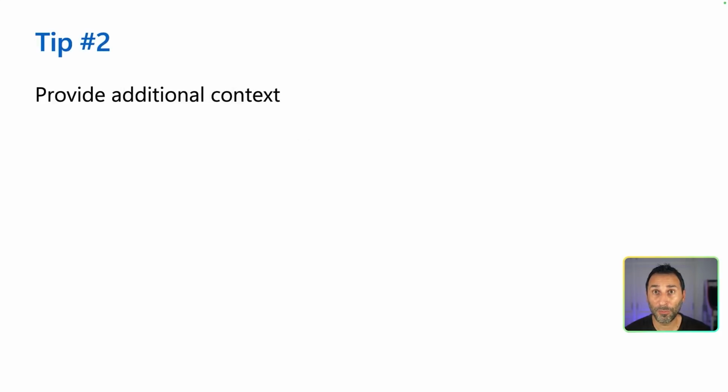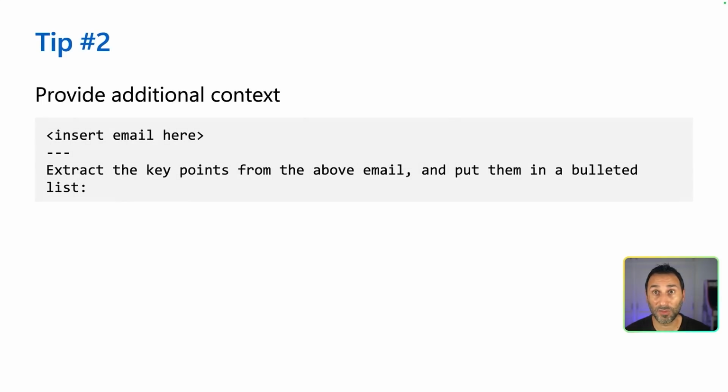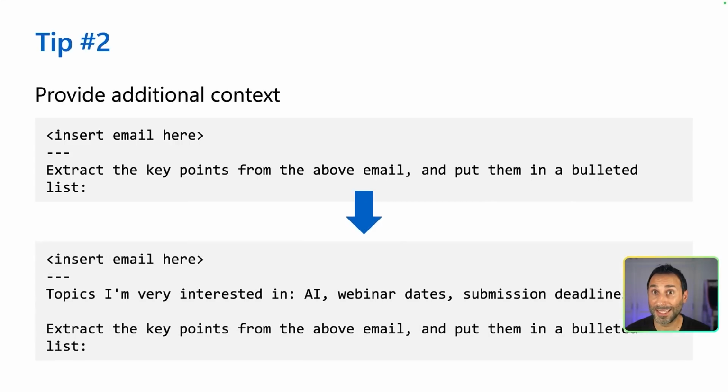When designing a prompt, try to always think about the context to set it right. For example, if you want to extract the key points from an email, define what topics you're interested in so the model will know what to prioritize. For example, here I can say that I'm interested in AI, webinar, and submission deadlines.